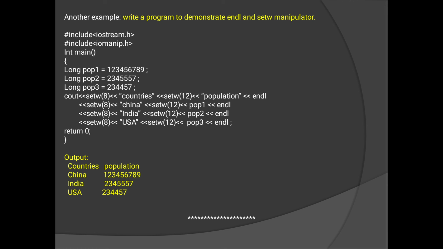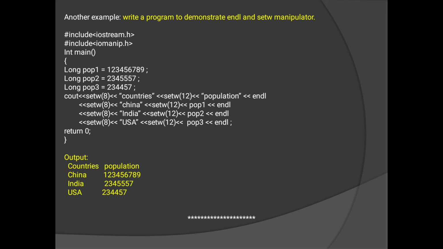So setw 8 means that before the words China, India and USA, 8 cursor spaces will be allotted, like a tab space. In the output, exactly 8 spaces on the left side will be used when it is printed out. So countries China, India, and USA will be on the same line.